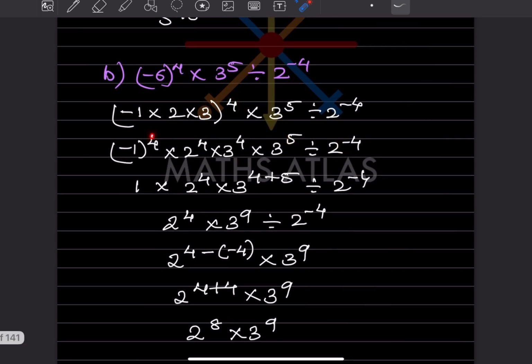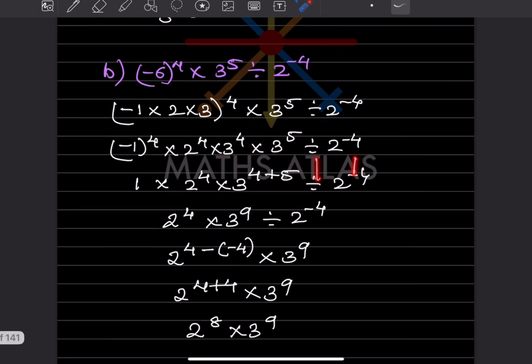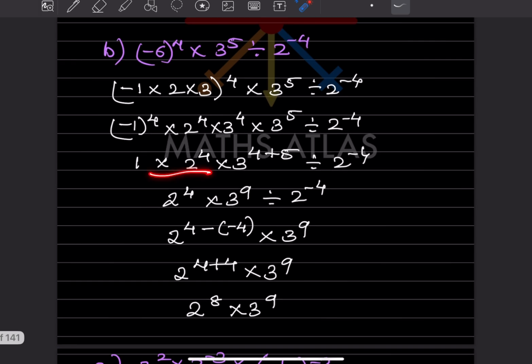Now this is an even power, so minus 1 is going to be positive. So this is going to be 1. This is the important step. So here we'll keep this as it is. Now we can see this, the base is the same and this is multiplication. So you are going to use a raised to m into a raised to n, that is a raised to m plus n, and this remains the same. So this into this is going to be 2 raised to 4, and this will be 3 raised to 9.